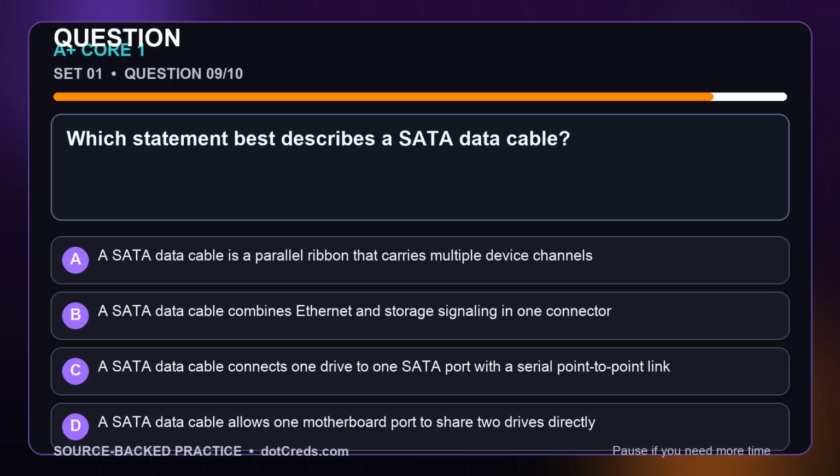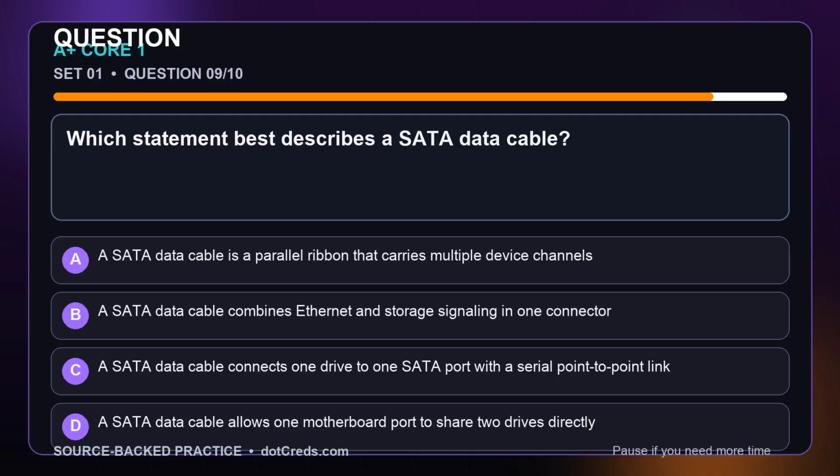Question 9. Which statement best describes a SATA data cable? A. A SATA data cable is a parallel ribbon that carries multiple device channels. B. A SATA data cable combines Ethernet and storage signaling in one connector. C. A SATA data cable connects one drive to one SATA port with a serial point-to-point link. D. A SATA data cable allows one motherboard port to share two drives directly.